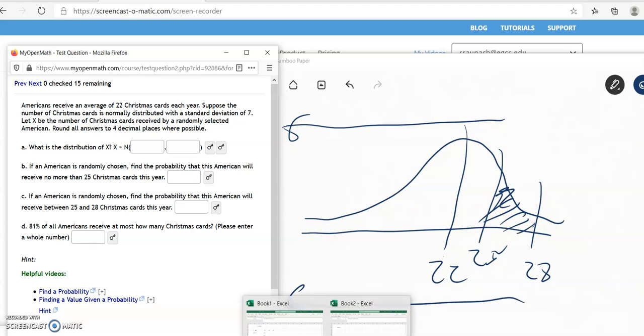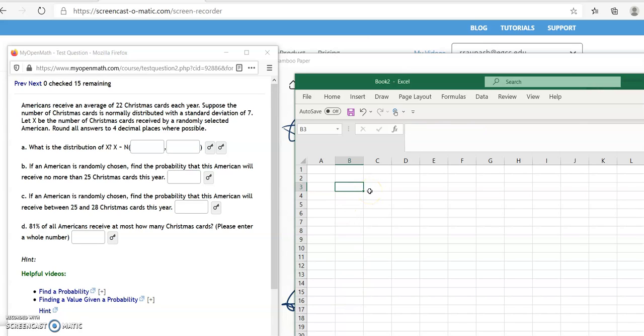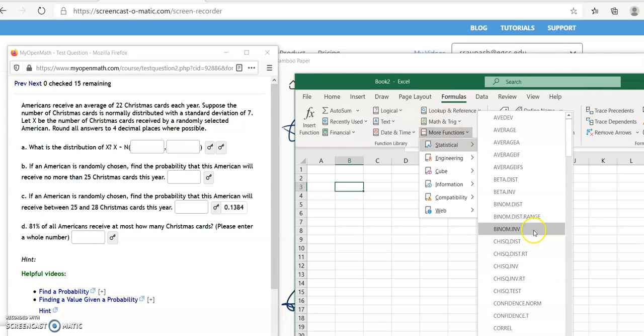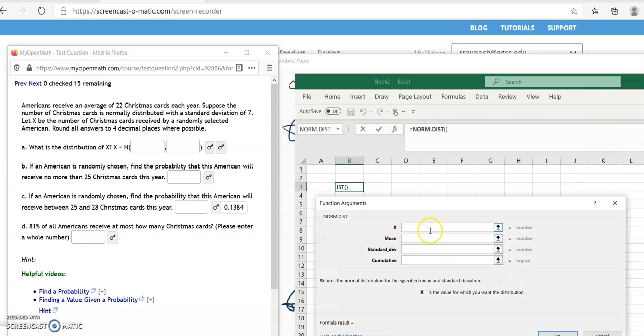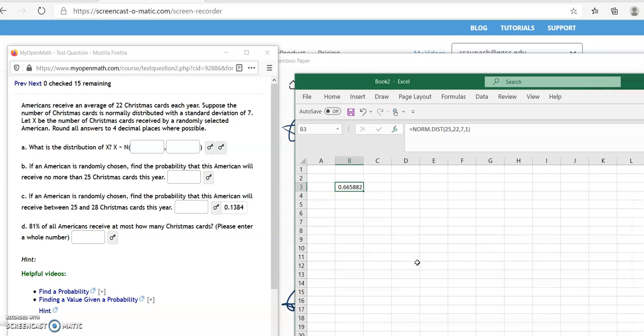Okay. So now I'm going to do two norm.dist. And then subtract the higher one minus the lower one. So formulas, more functions, statistical, norm.dist. My X value, the first one, is 25. The mean is 22, standard deviation is 7, cumulative is 1. Okay, so that's less than 25. Now we're going to do less than 28.